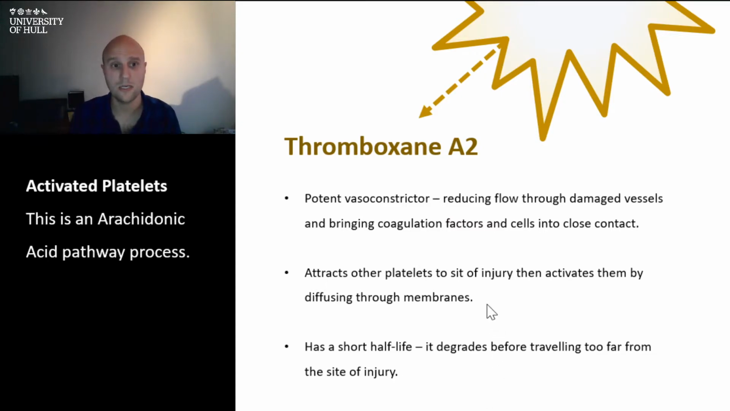So we talked in a previous tutorial about how the blood vessels constrict, which reduces the flow, and not only hopefully reduces the bleeding from the vessel, but also brings all the clotting factors and platelets and other things, tissue factor for instance, in contact with each other to begin that hemostasis. Thromboxane will attract other platelets to the site of an injury and then diffuse through the membranes of those platelets and activate them.